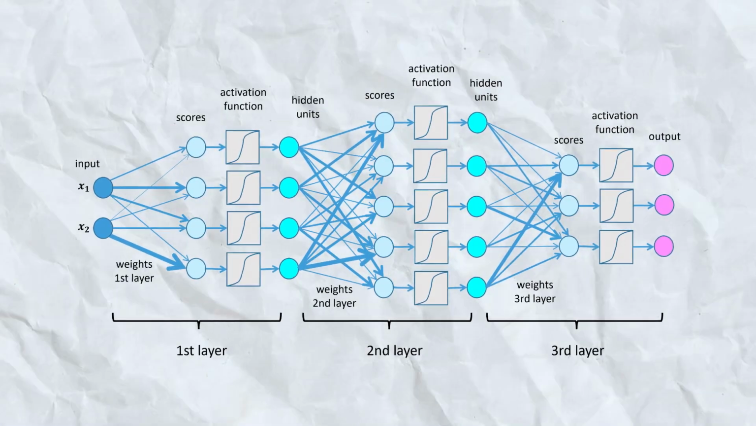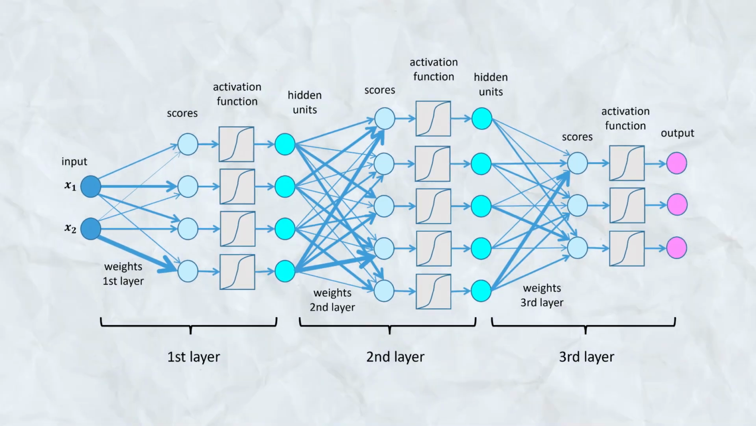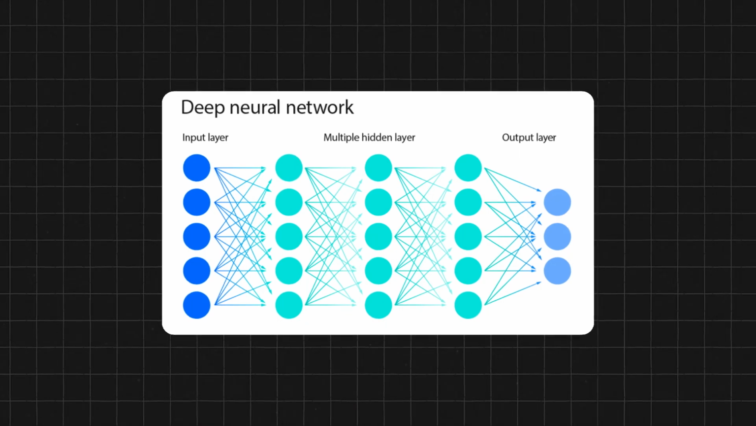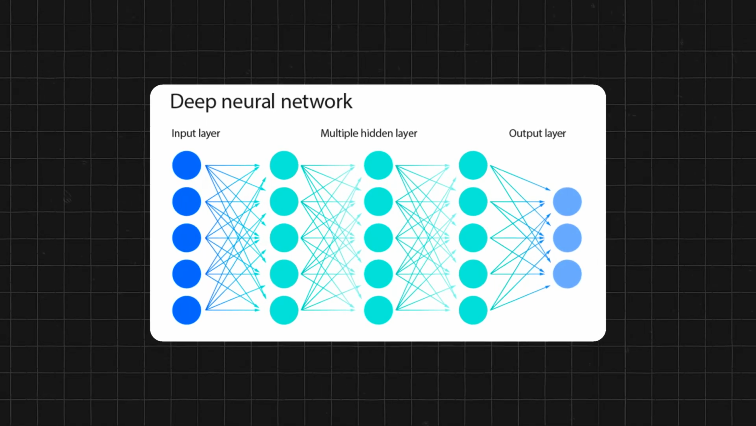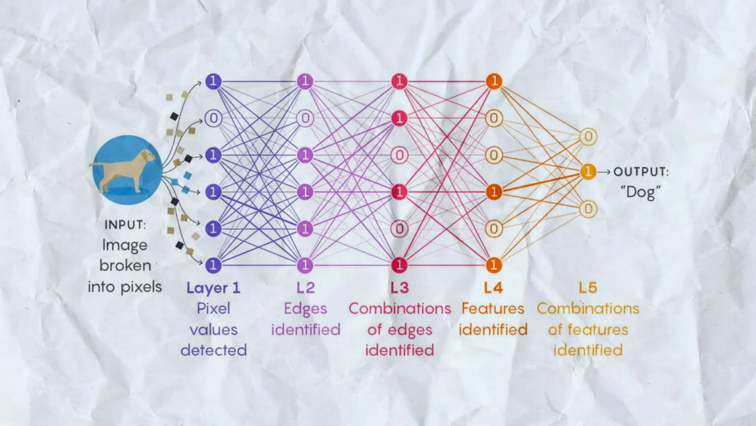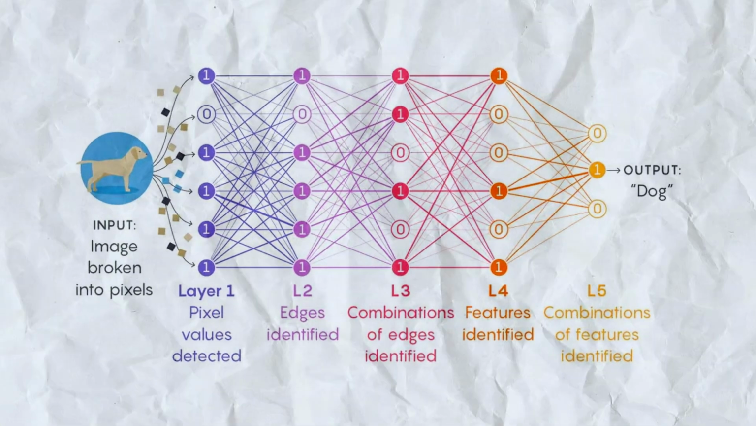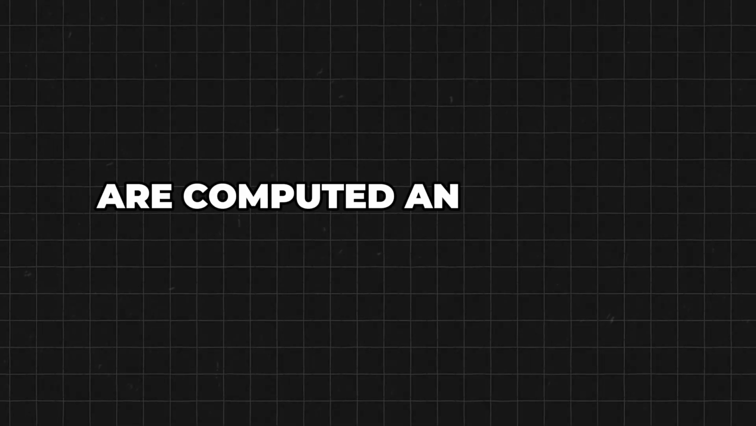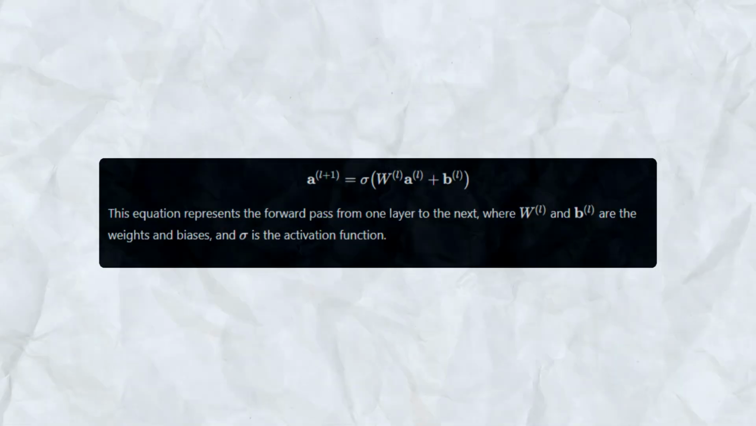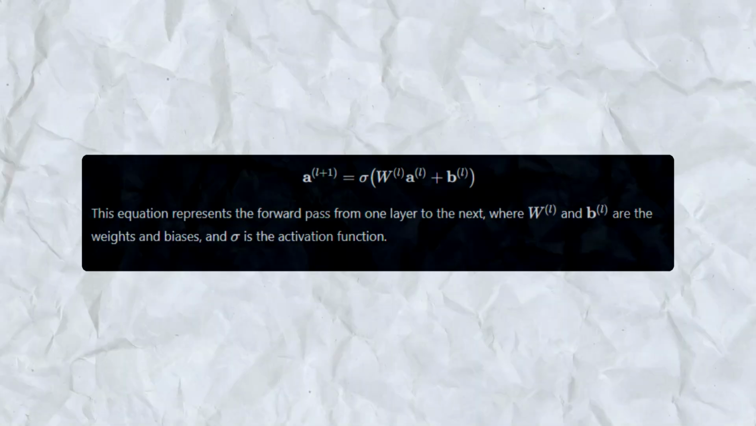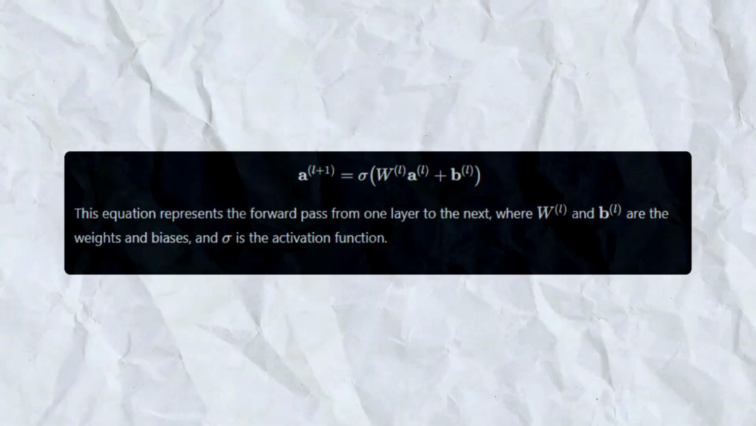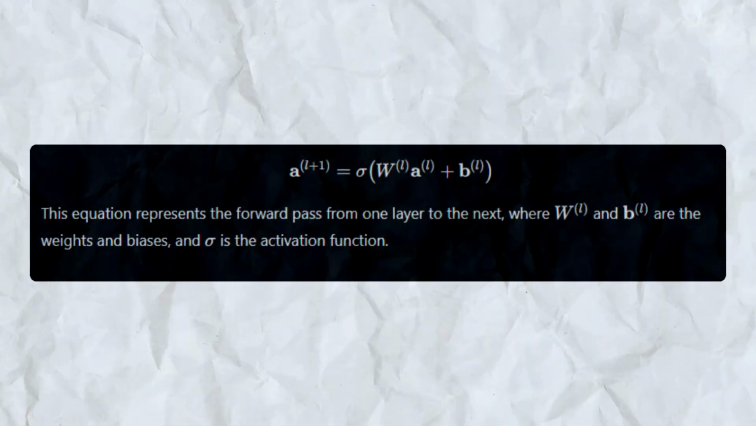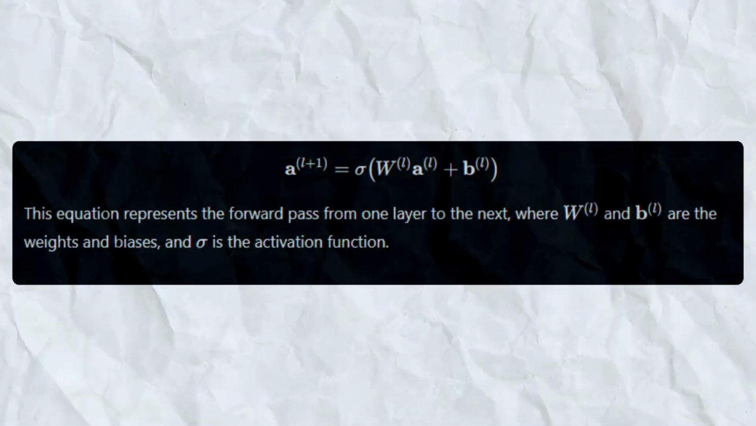Although the internal computations involve matrix multiplications and nonlinear functions, this minimal formulation captures the essence of how information is processed through the network. Training such a network involves backpropagation, where gradients of the loss function with respect to each weight are computed and used to update the model. This equation represents the forward pass from one layer to the next, where w^L and b^L are the weights and biases, and delta is the activation function.